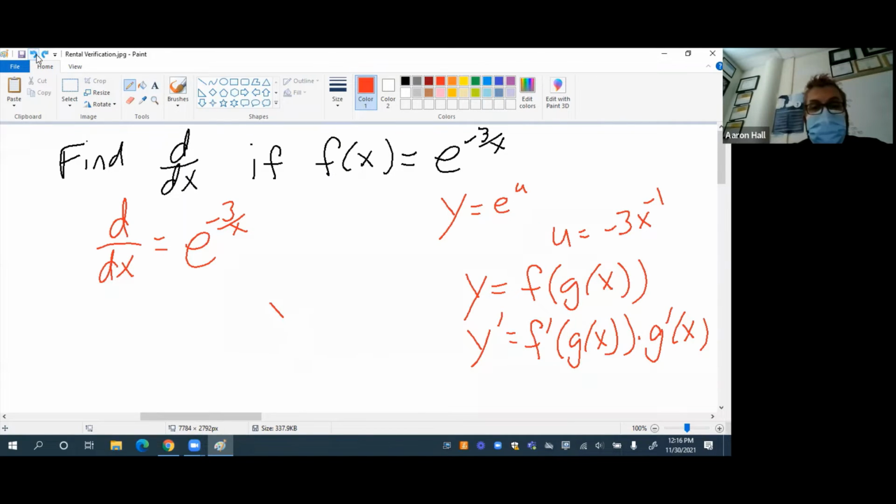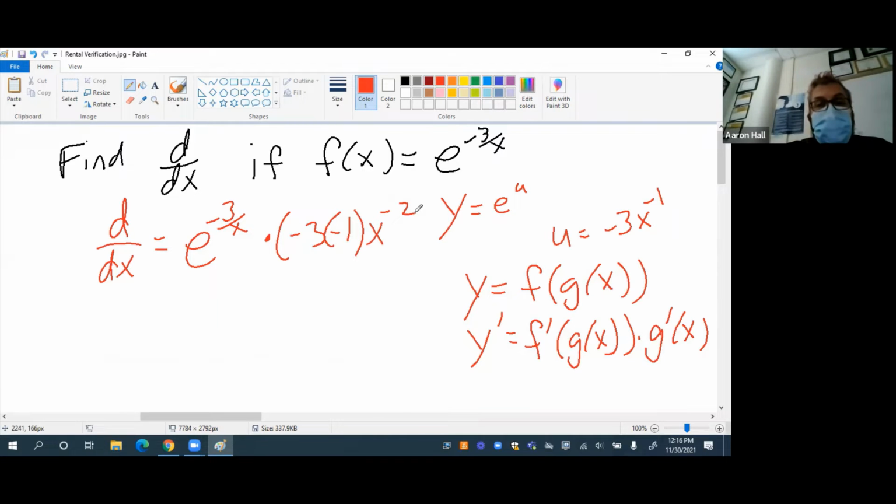Jacob? So using our power rule, don't we take negative 3 times what? Times the n, which is what? In this case? Yeah, negative 1. Times x to the power of? Negative 1 minus 1, which is negative 2.